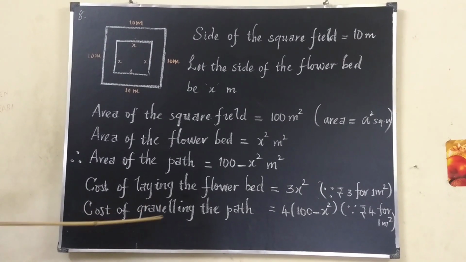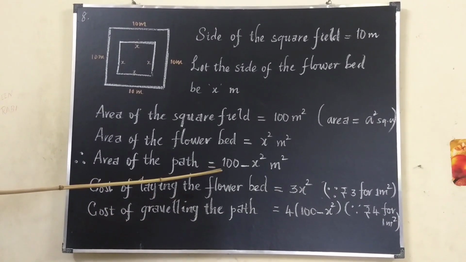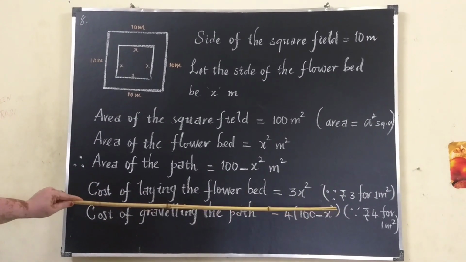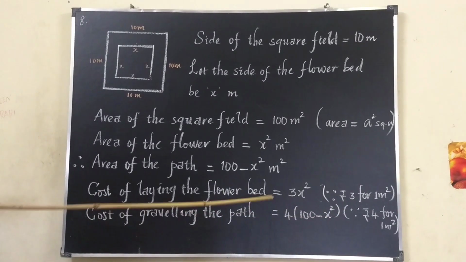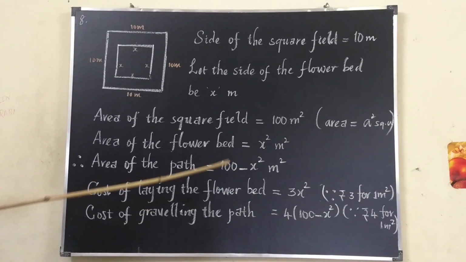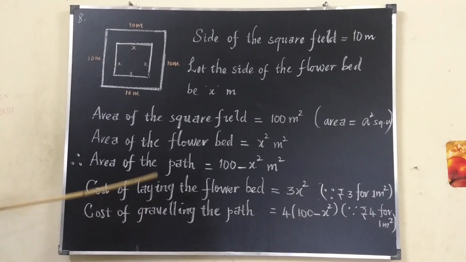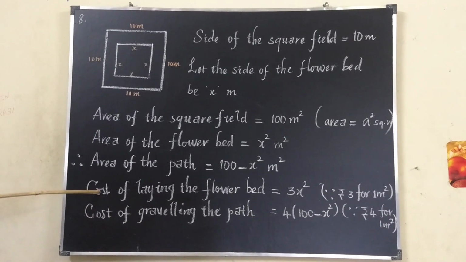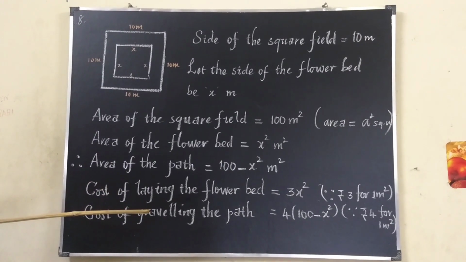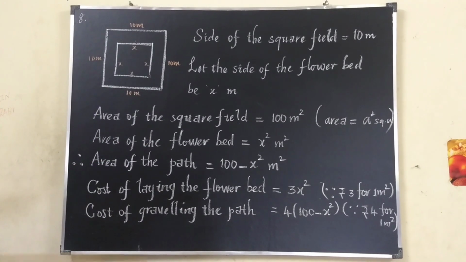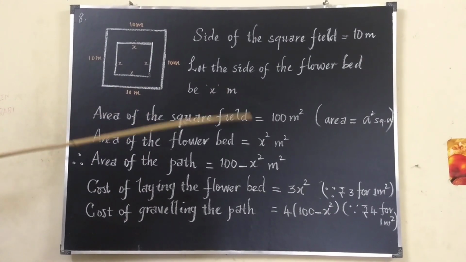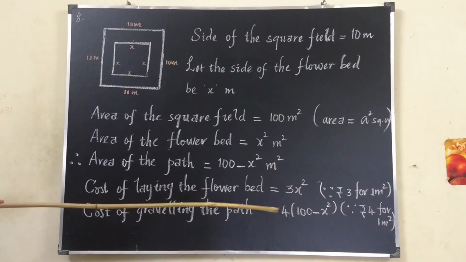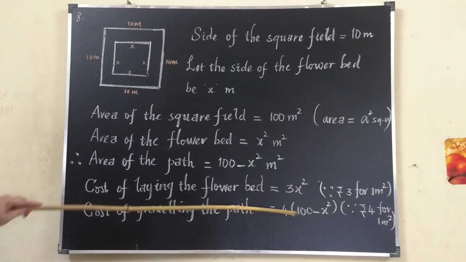Then the cost of graveling the path. What's the area of the path? 100 minus x square. What's the cost of graveling 1 meter square? Rupees 4. Then the area of the path multiplied by the cost of graveling is equal to 4 into 100 minus x square. Do you understand this? The cost of laying the flower bed per square meter is rupees 3, so we have to multiply the area of the flower bed by 3. The cost of graveling the path per 1 square meter is rupees 4, so multiply the area of the path by 4 rupees.